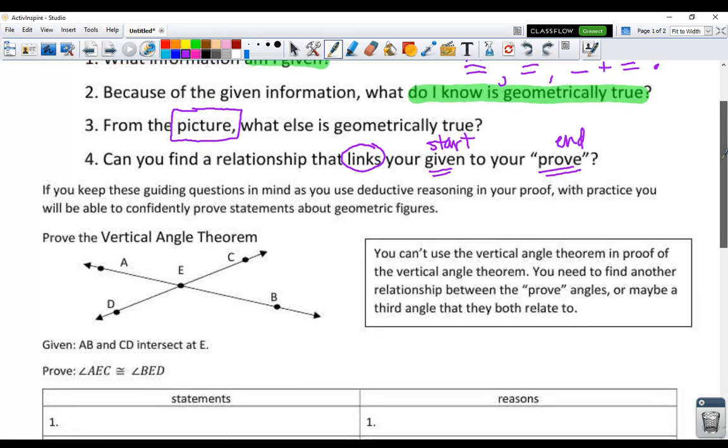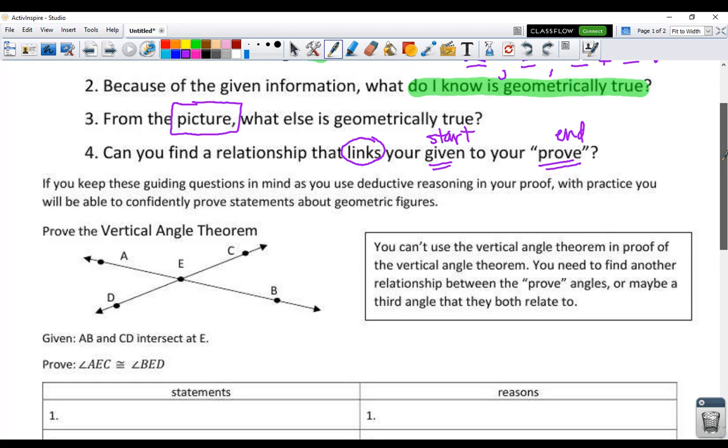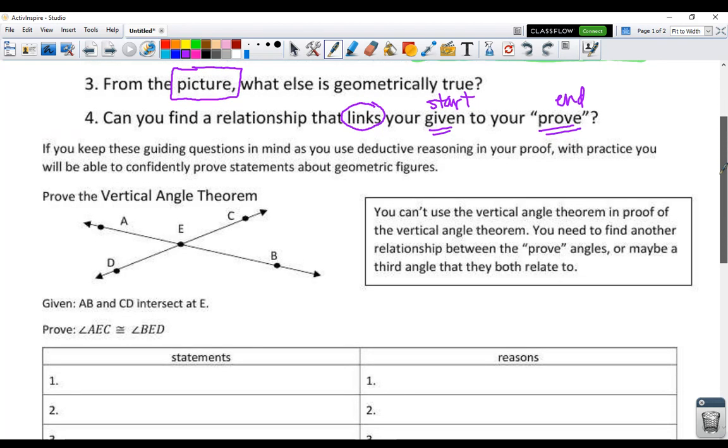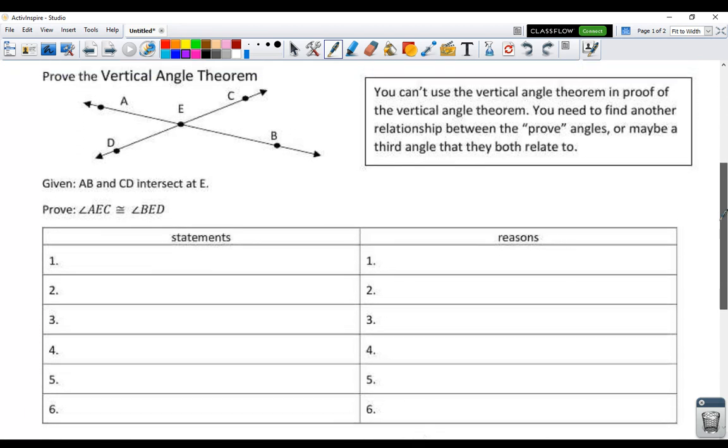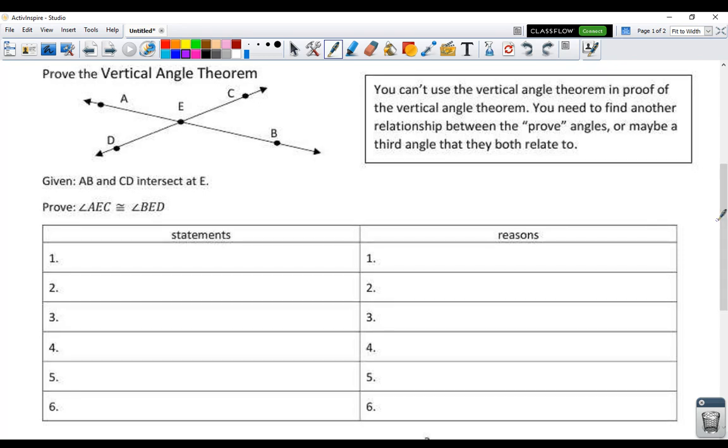Right now we're going to prove the vertical angle theorem. This is a good way to start for these proofs. We're going to use deductive reasoning, theorems, and all kinds of good stuff in order to do this. It's only 6 steps long. Like I said, our first step is always writing down your given.